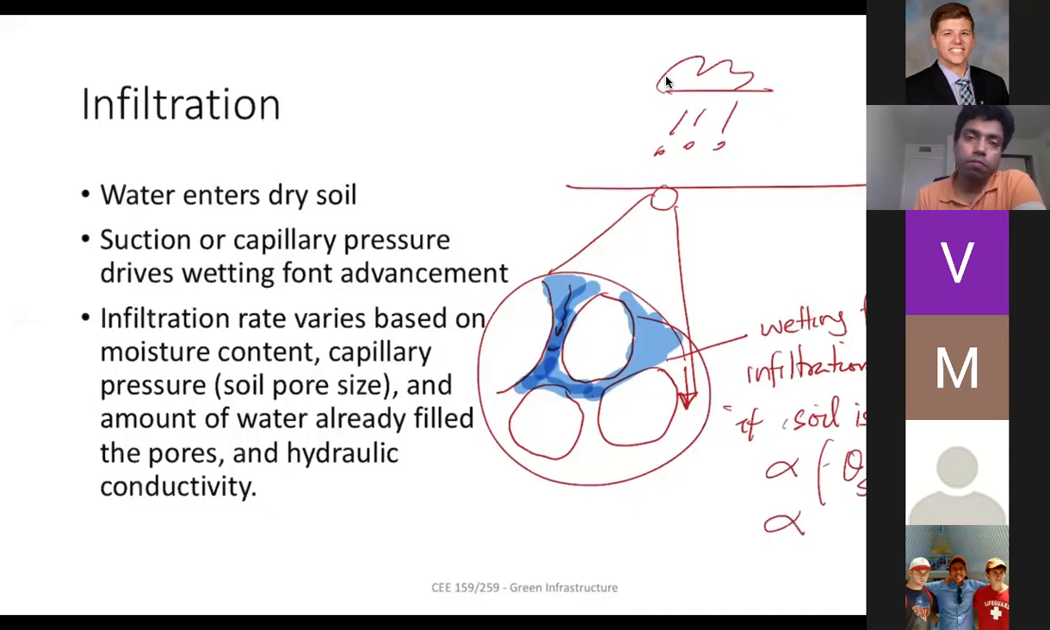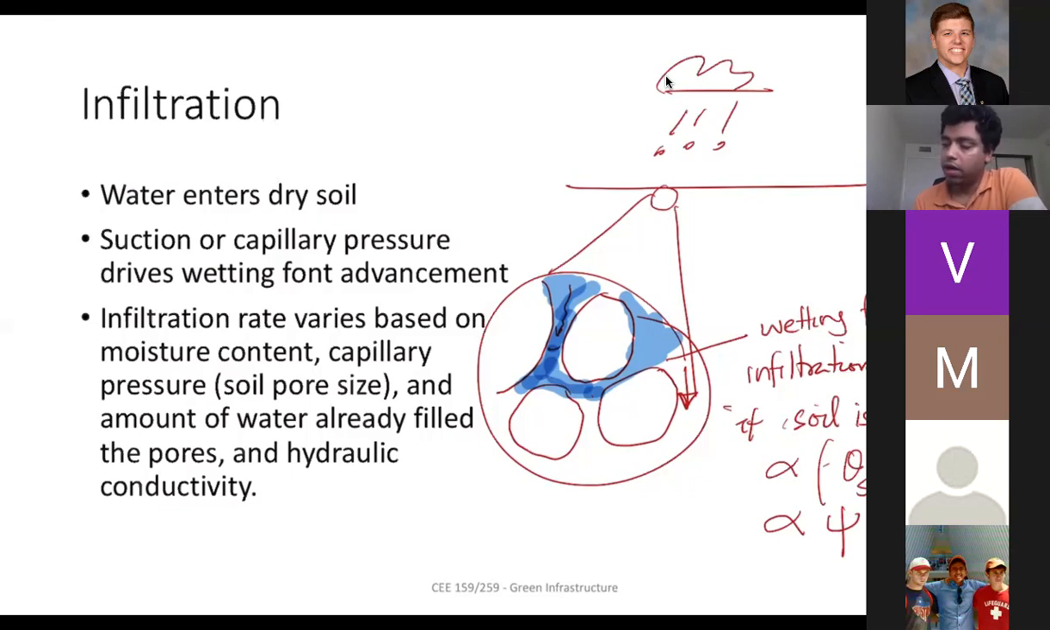It can also improve if there is capillary pressure. Capillary pressure means if you have very fine particulates, the suction pressure is so high that it will pull water inside very quickly. This is what we call capillary. Again, capillary is a function of pore size, the particle size: fine particles, more capillary.